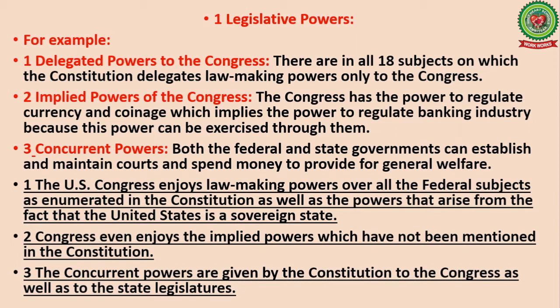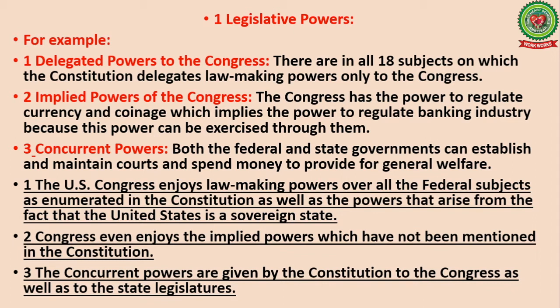Okay, so it is implied power. Then comes the concurrent powers. In India also, both the union and state legislature enjoy the concurrent powers where both can legislate. Same way in US also there are concurrent powers. Both the federal and state governments can establish and maintain courts and spend money to provide for general welfare.